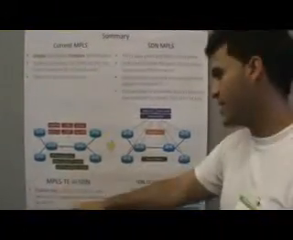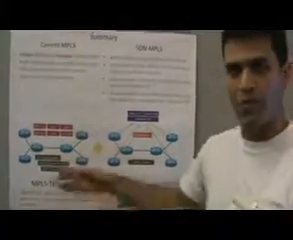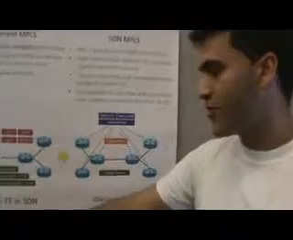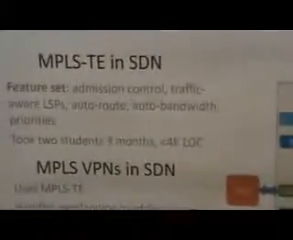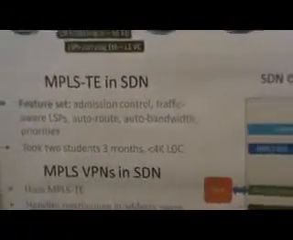Let's get back to the slides. So what I just showed you was an implementation of MPLS traffic engineering in a software-defined network. The features were implemented with admission control, traffic-aware LSPs, auto route, auto bandwidth. It took 2 engineers, 3 months, and under 4,000 lines of code. Probably half of the code went into the GUI. So I just showed you pretty much every major feature for traffic engineering.